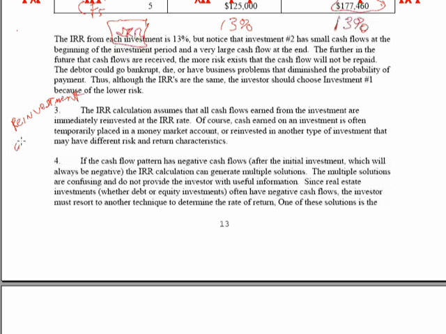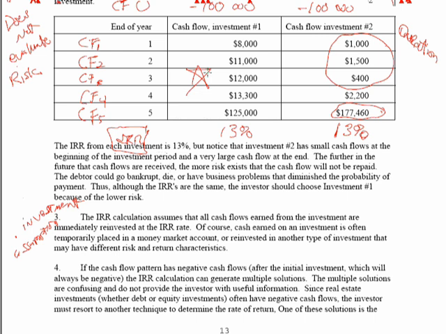Reinvestment assumption or problem. Because what the internal rate of return calculation assumes, maybe going back and looking at the problem above, is that all the cash flows received in years 1, 2, 3, 4, and ultimately 5 are reinvested immediately at the internal rate of return.